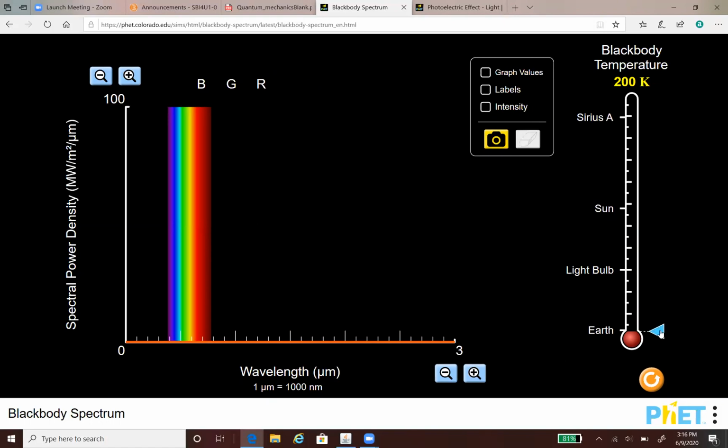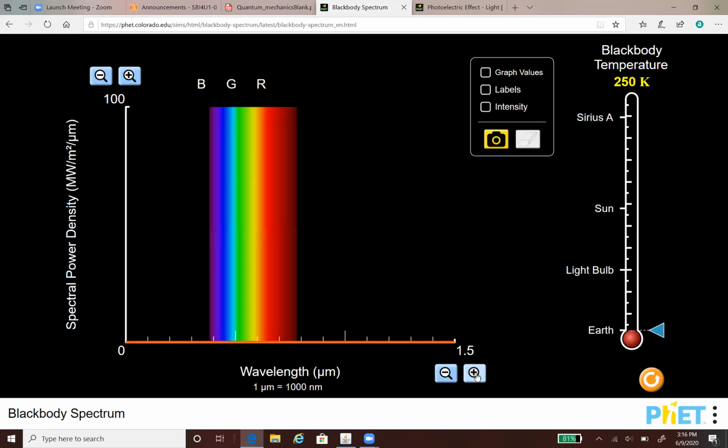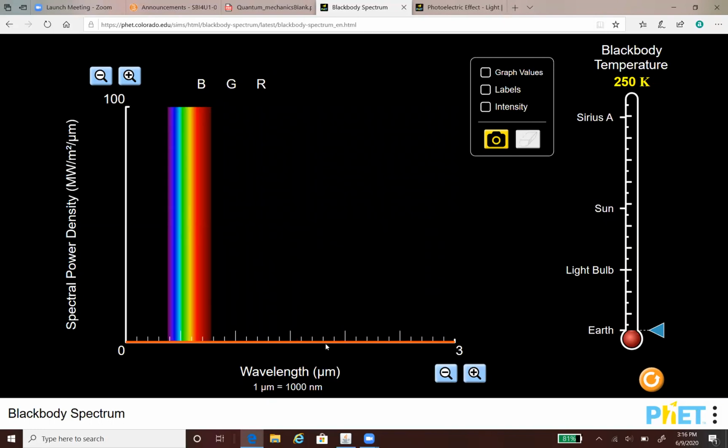So for example, right now, if we look at the Earth, it looks like it's giving off a little bit of, maybe, I don't know if you can really see much here, but I would imagine it's probably giving off a little bit of infrared radiation. The Earth doesn't give off any visible light because it's just not hot enough to do that. But you can see what happens as we start heating this up. As we start to heat this up, we can see that we start producing heat.